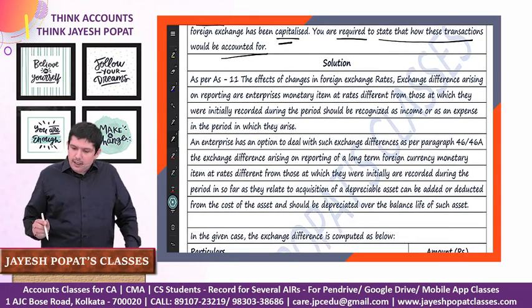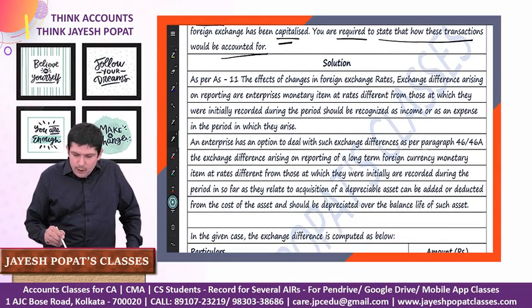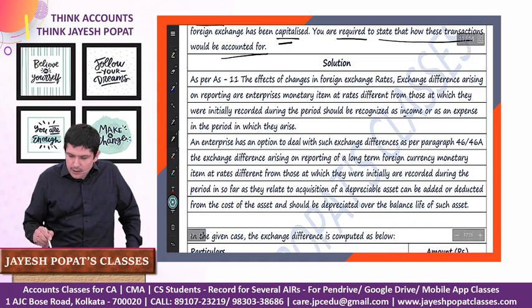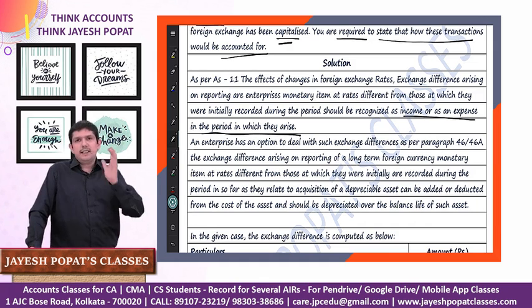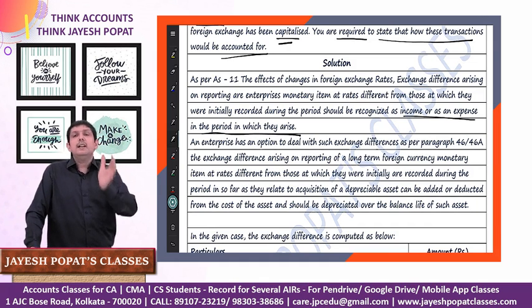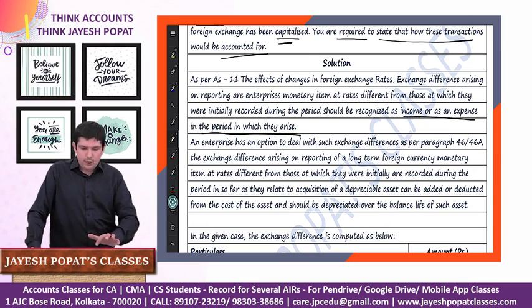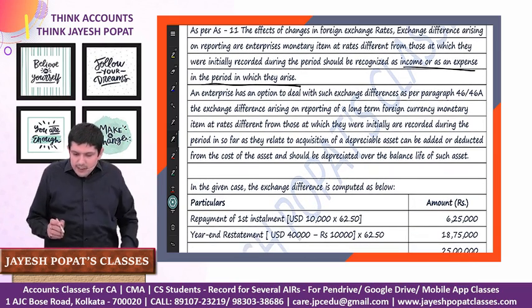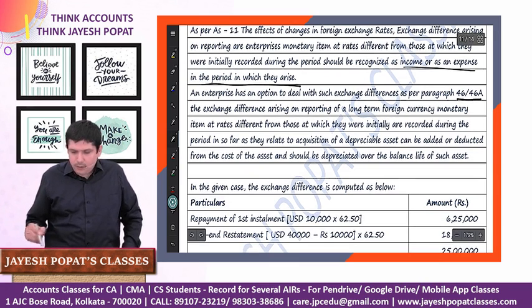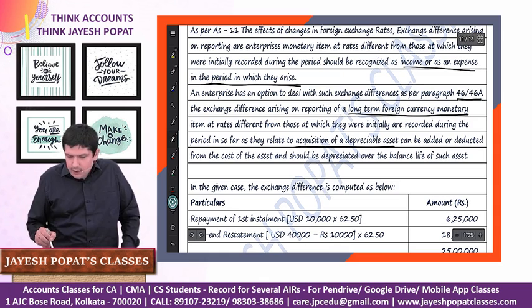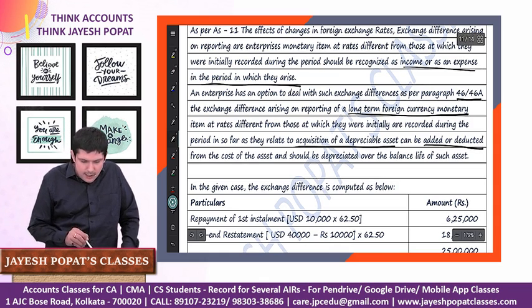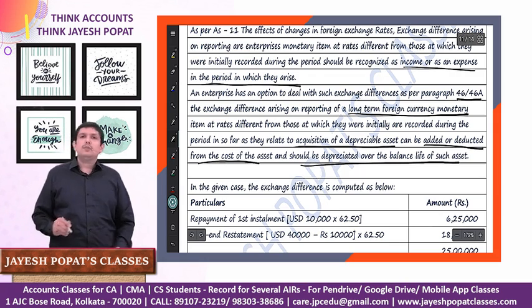AS 11 says exchange difference arising on reporting monetary items at rates different from those at which they were initially recorded during the period should be recognized as an income or an expense in the period in which they arise. We normally, when we answer questions on accounting standards, first state the text from the accounting standard, then our analysis of the case, and then the conclusion. Then it says that the enterprise has an option to deal with such exchange difference by para 46, 46A: exchange difference on long-term foreign currency monetary items, insofar as they relate to acquisition of a depreciable asset, can be added to or deducted from the cost of the asset and should be depreciated over its useful life.